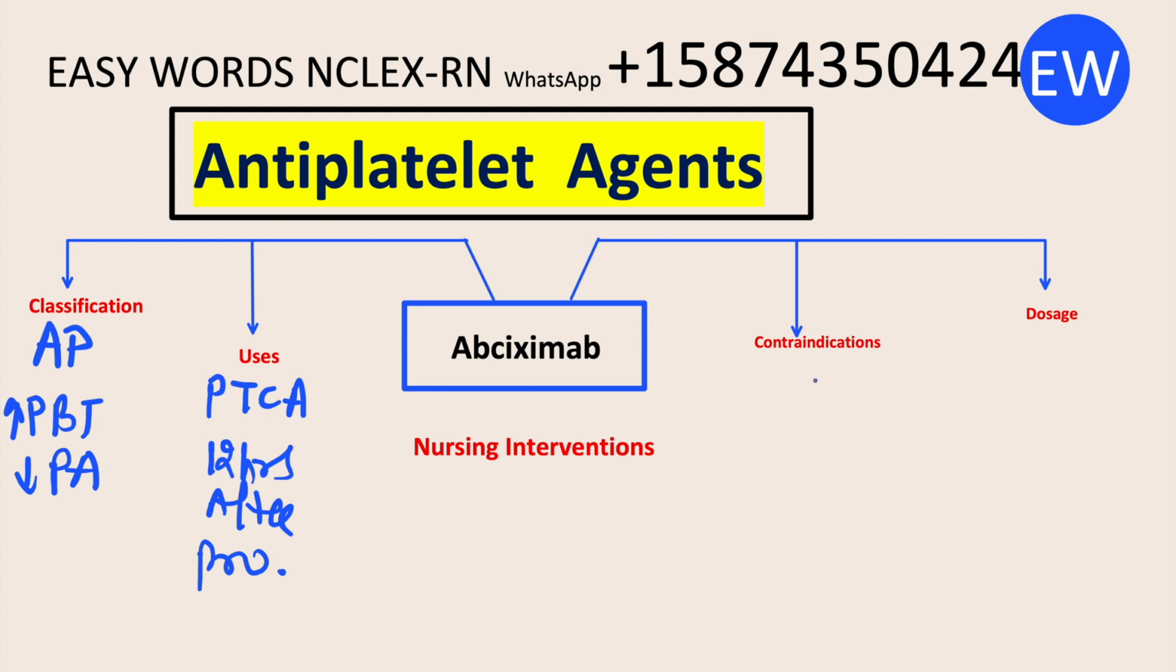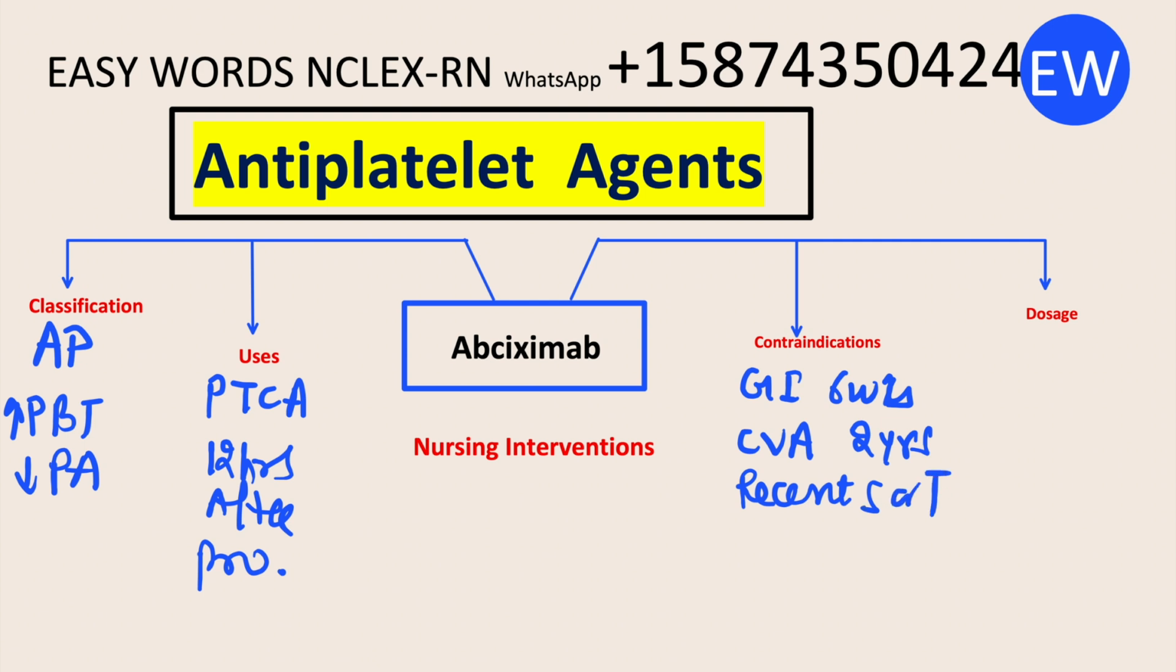Contraindications. In which conditions we cannot use this drug? It cannot be used if the client had a GI bleed in the last 6 weeks, had a CVA in the last 2 years, or a recent major surgery or trauma. And then if the client has severe hypertension. So in all these conditions, abciximab is contraindicated.